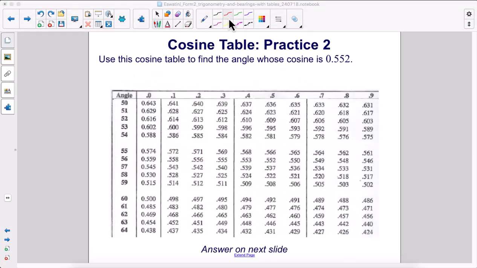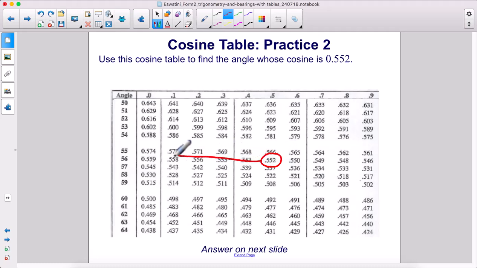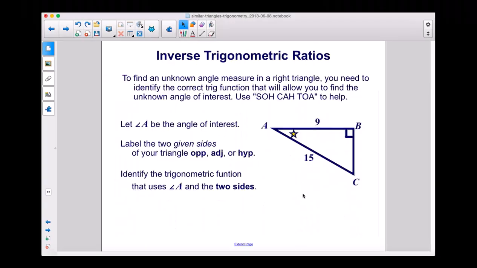Use this cosine table to find the angle whose cosine is 0.552. All right, I go through. Oh, there it is. 0.552 must be 56.5 degrees. So the cosine of 56.5 degrees is 0.552. And there's the answer, 56.5 degrees.